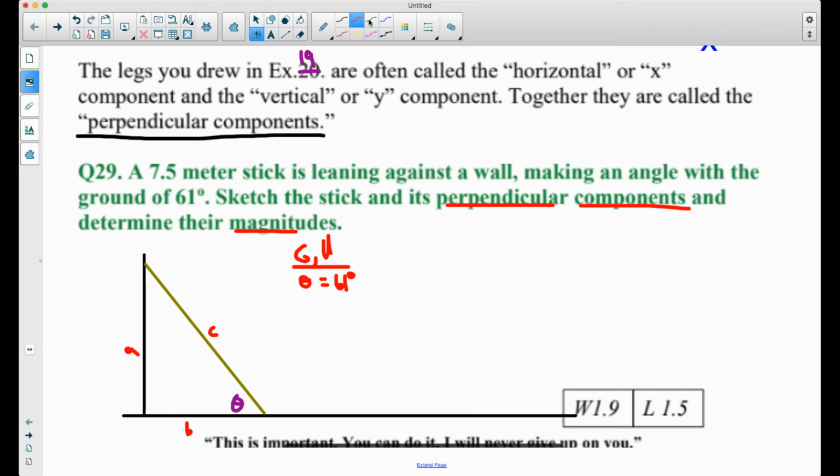Better than calling these A, B, and C, actually would be calling this X. There's the horizontal component. Let's call this Y for the vertical component. And this one I'm going to give you a new name for. Instead of C, I'm going to call that R. And you may say, R, why R? R actually stands for something called resultant, which is basically like the result or the shortcut. But for now, X, Y, and R is a good habit to get into. So we do know that R, or the stick length, is 7.5 meters.